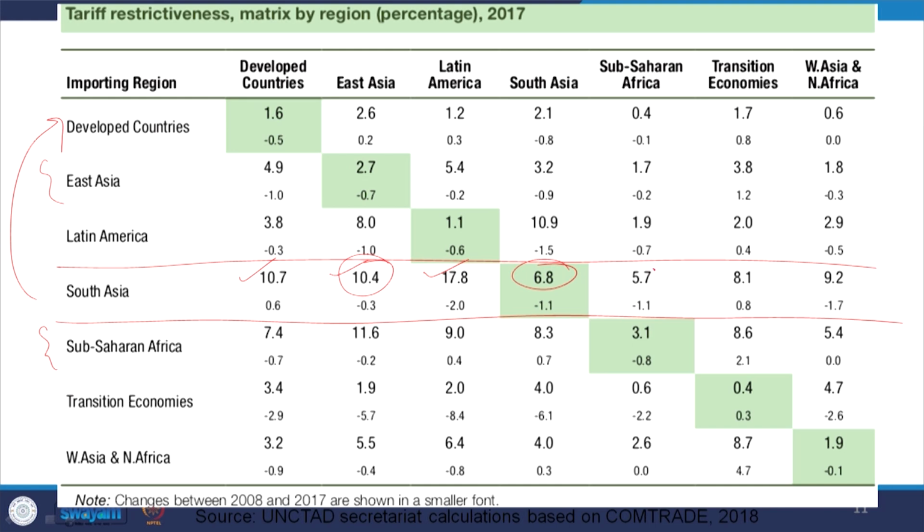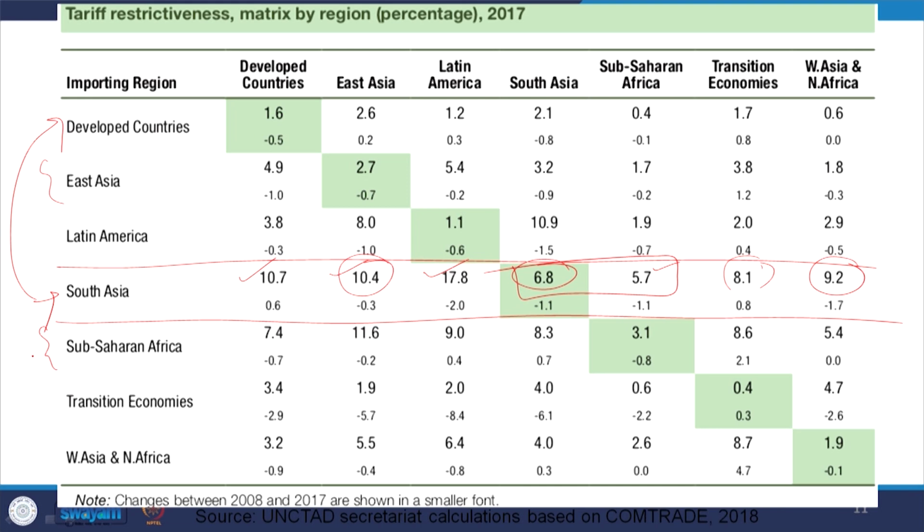With Sub-Saharan Africa it is even lower, transition economies is a little higher, West Asian and North African countries it is a little higher. So, the least is between these two countries so far as the matrix of South Asian restrictiveness is concerned for the products being imported to the South Asian countries.